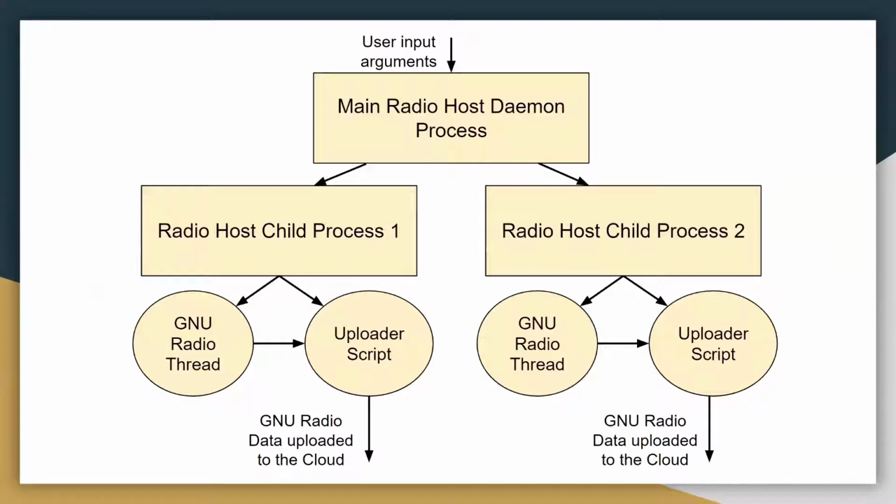That daemon process handles any restart commands or anything from the system, and on startup creates 1 or 2 child processes depending on how many radios there are. This case shows if there were 2 radios, you'd have a separate process for each radio. Each of those processes has 2 threads running, a GNU Radio thread and an uploader script. That way, each radio has its own distinct instance of both GNU Radio and the uploader to avoid any conflicts in terms of using resources. And then these both output to the centralized cloud server.